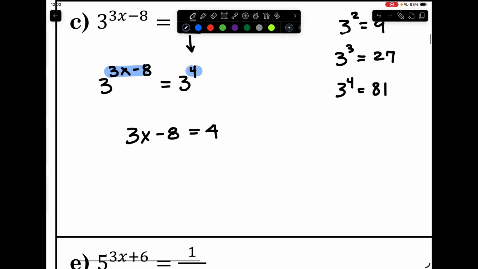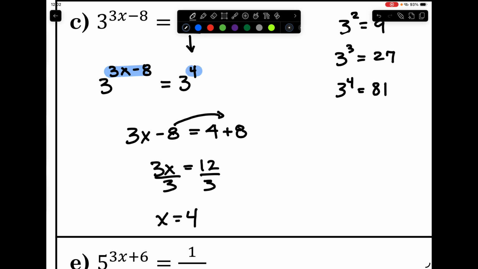So to solve this equation, again, letters to the left, numbers to the right, that means we're simply going to move this 8 to this side. So plus 8. So we end up with 3x equals 12. And dividing by 3, x equals 4.